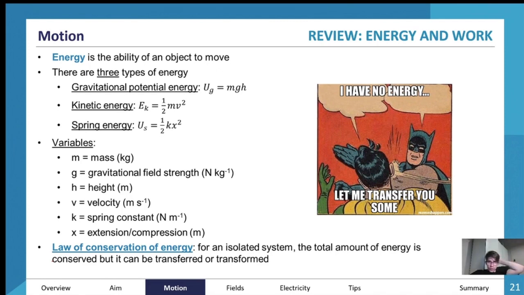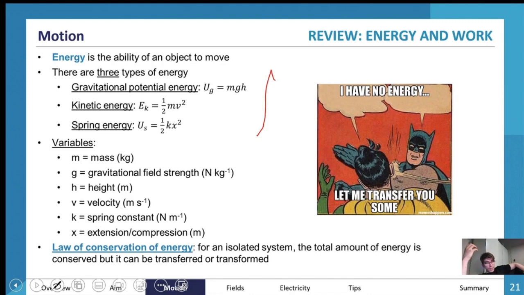There is also the law of conservation of energy for an isolated system, where basically the total amount of energy is conserved, but it can be transferred or transformed. So the idea is, when it comes to energy, there is something we call the mechanical energy. When you sum these up, you get the mechanical energy. You learn about gravitational, kinetic, and elastic potential energy, but you need to understand that energy cannot be created nor destroyed. It can only be transformed from one form into another.